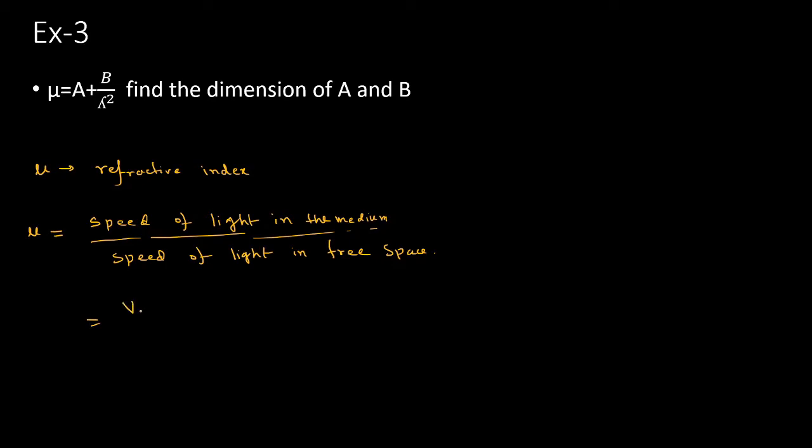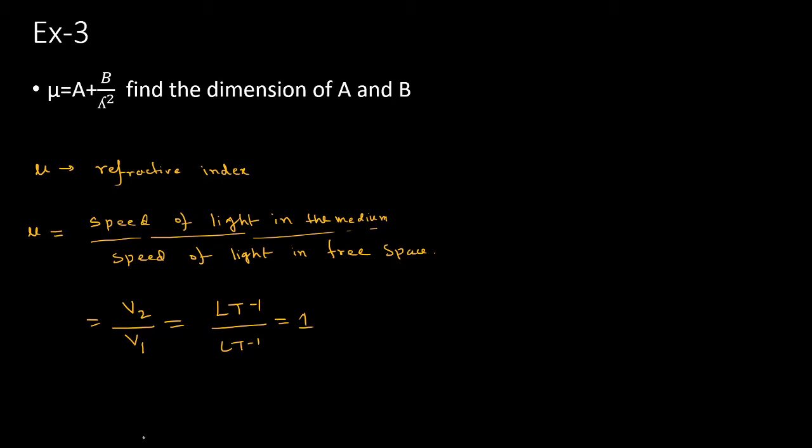If I say the speed of light in the medium is v2 and the speed of light in free space is v1, so guys, what is the dimension of v? V is LT to the power minus 1 and v1 is also LT to the power minus 1. So what is the dimension of mu? The dimension of mu is a dimensionless quantity. Clear? So now I'm going to solve the question.